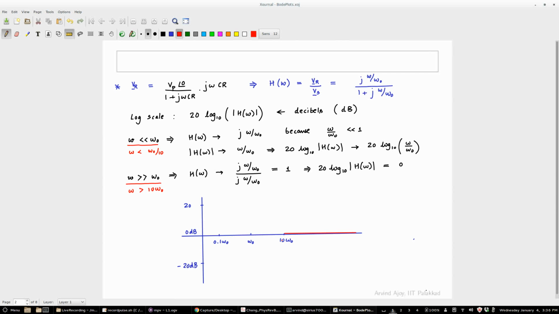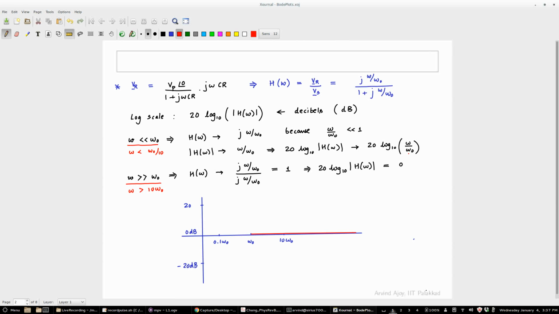Then first let's take the situation of omega greater than omega 0. The magnitude in decibels is going to be 0 dB, so effectively I am here, right? The trick in making Bode plots is that you use the approximation for omega greater than 10 omega 0, but extend that approximation all the way until the corner frequency, which means that you extend it all the way there.